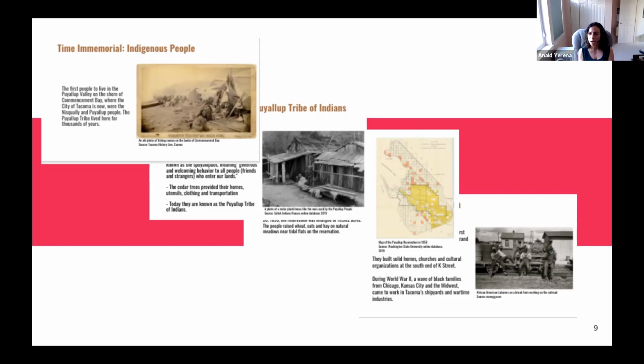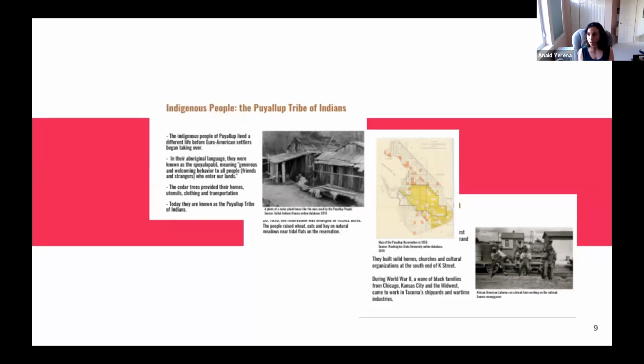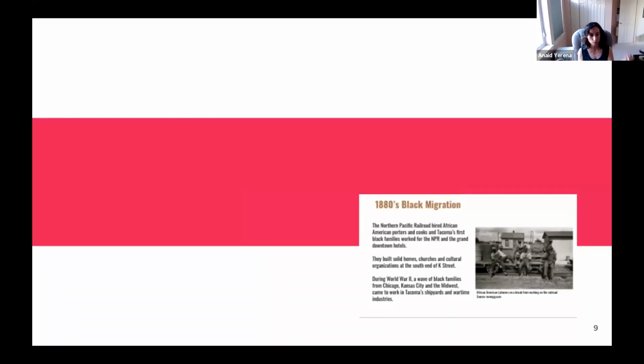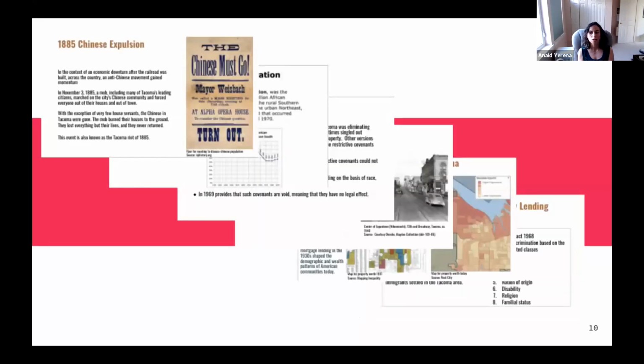And so it's, again, going back from time immemorial, talking about the Indigenous people of the area where we live in, the unceded territory of the Puyallup people, talking about the Treaty of Medicine Creek. So, encouraging the understanding of the history of housing that brings them to the place where they're mobilizing today, looking at all of the factors that brought us to this moment, including Black migration from the 1800s, Chinese expulsion, and making sure that we are addressing and acknowledging all of the history that is not just white-centered or Eurocentric.